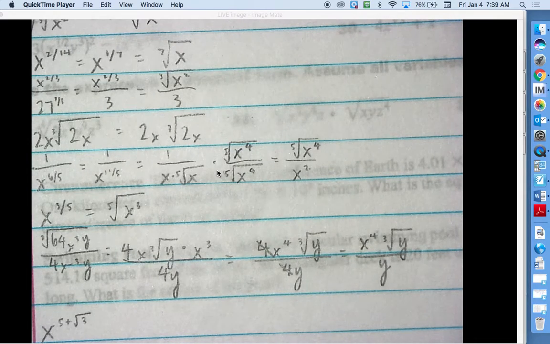And then x to the negative third will go up top because it's negative, so x times x to the third. And then you have 4y left on the bottom, and the 4's cancel out, so you're left with x to the fourth cube root of y over y. Does anyone have questions on number 20?